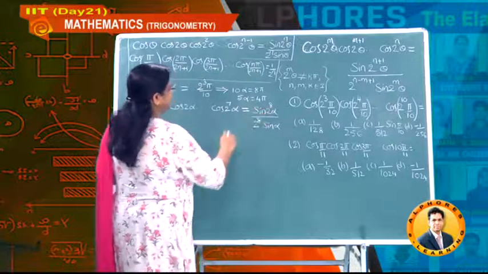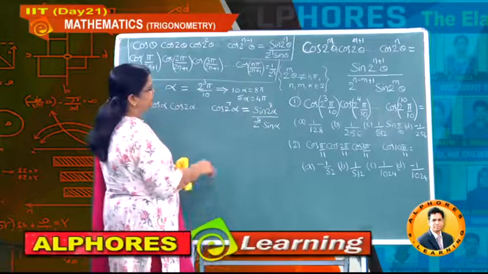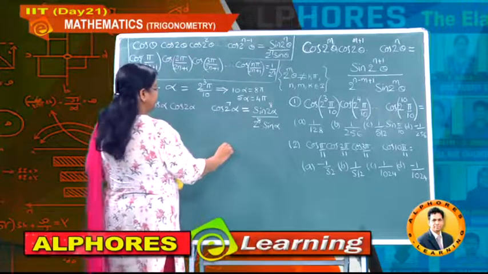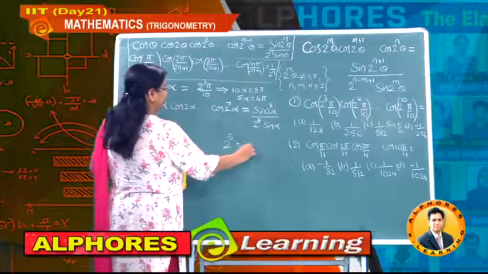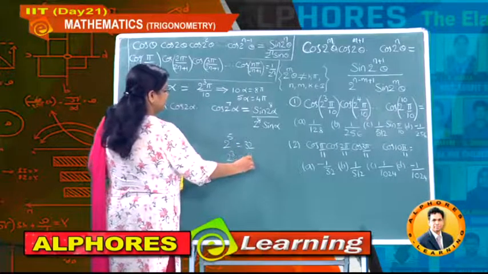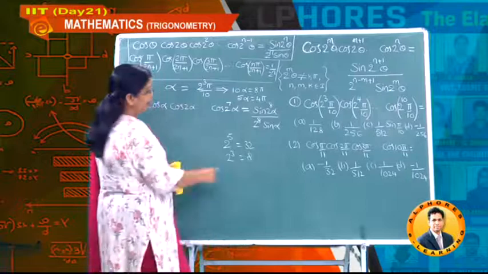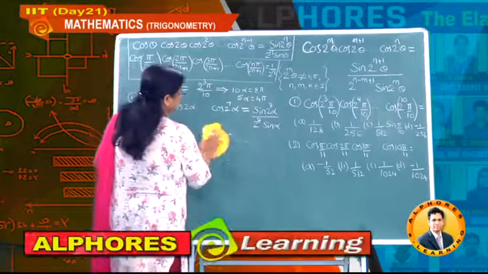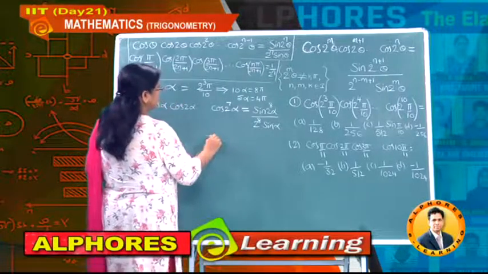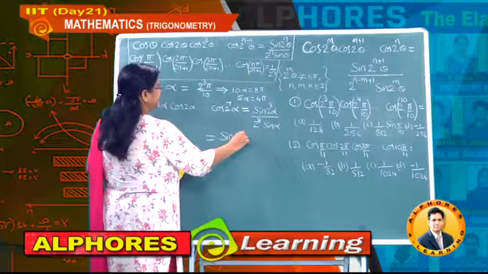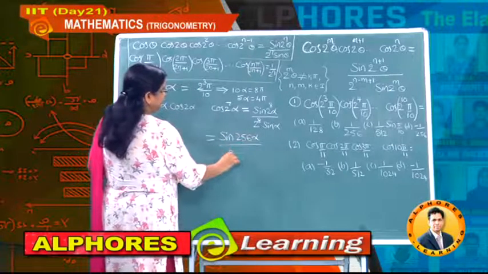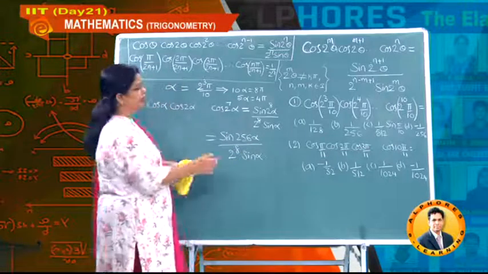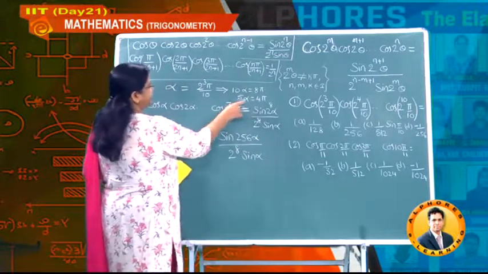Now 2 power 8, students, what is the value here? 2 to the power of 8 value is nothing but how much? 256. Okay. So 2 to the power of 5 means 32, and 2 cube means 8, and if you multiply 2 to the power of 5 into 2 to the power of 3, it is nothing but 256. That means this value is sin of 256 times alpha divided by 2 power 8 into how much? Sin alpha.